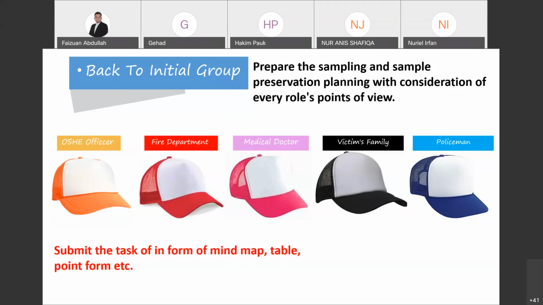The deadline to submit this assignment is next week, on Sunday. So you can have your free time to discuss anytime, on any kind of platform: WhatsApp group, WebEx, Zoom and so on. And then come out with the planning, written planning in the form of a mind map, table and so on. Write down your group member names.